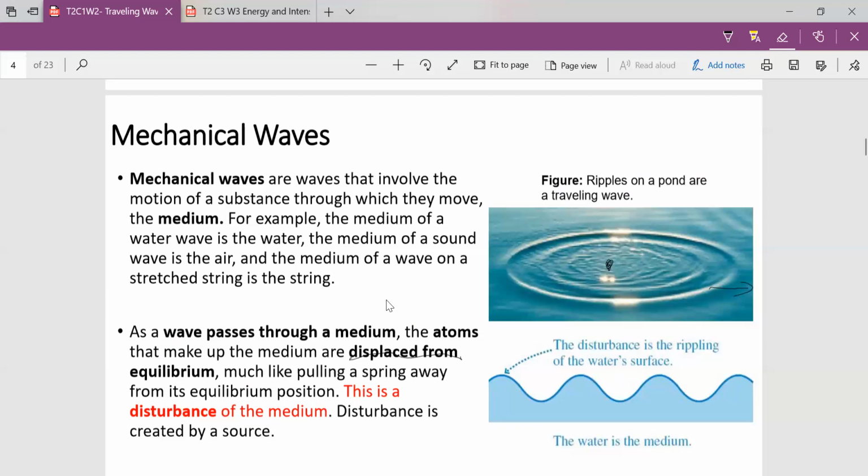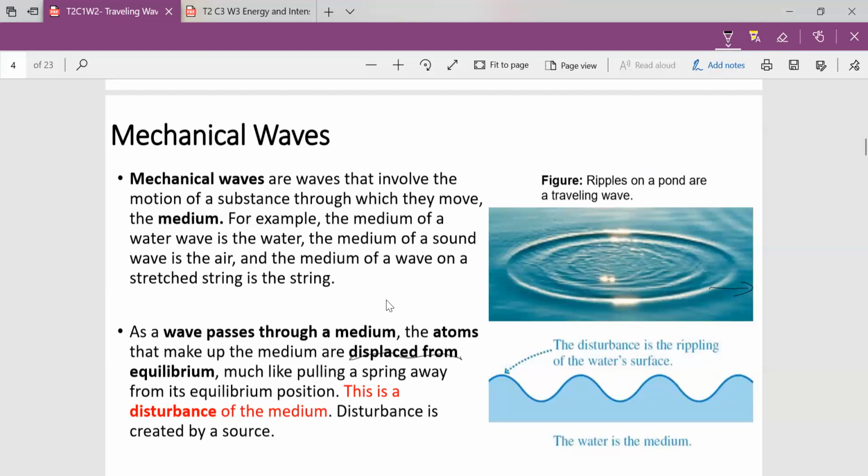So the displaced wave behaves more like the spring that we've already seen or discussed in simple harmonic motion. When a wave is disturbed or displaced from equilibrium, we say this is the disturbance of the medium. The disturbance of the medium is usually created by the source. An example is what we have seen here in the figure.